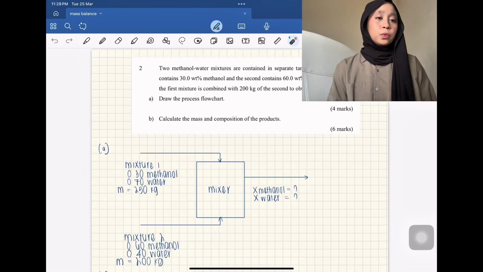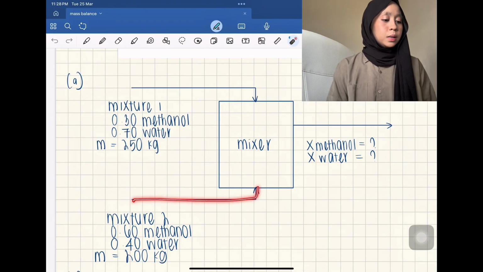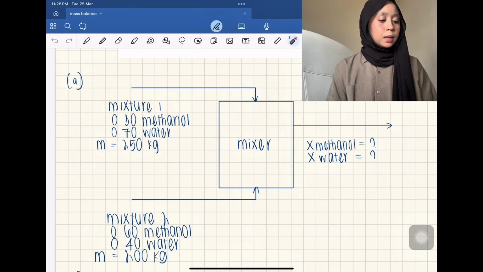For the second step, we have to draw the process flow chart. So this is the flow chart that I drew. We have two input streams, which are mixture 1 and 2, that enter the mixer, and one output stream exits the mixer containing the final combined mixture. So right now, we need to find the mass fractions of methanol and water in this output stream.